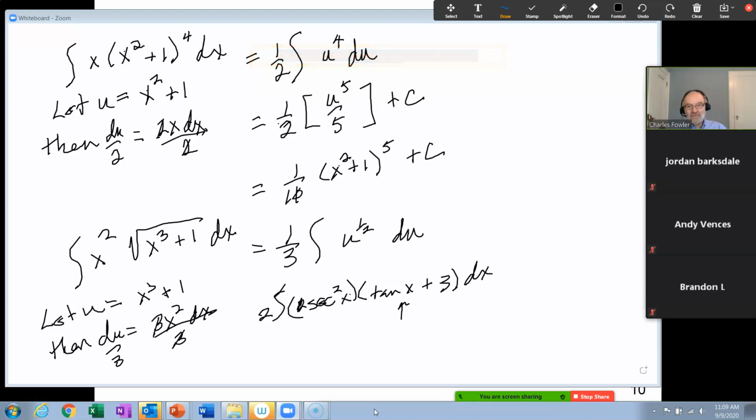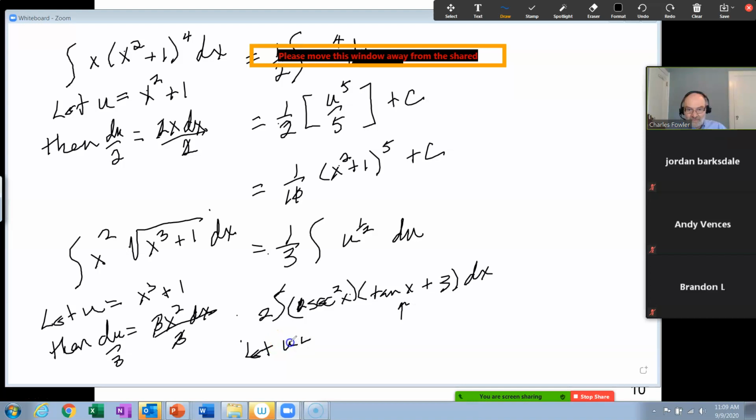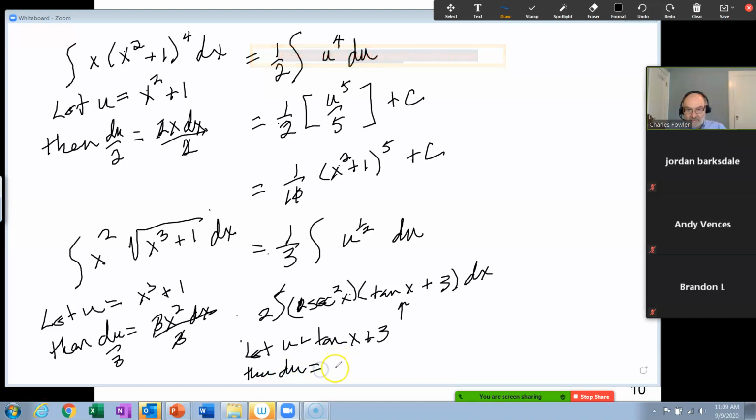So you have u du, it's u squared over 2, just like before. Let's carry this one on out, it's sort of fun. Just like before, let u equal this part over here, tangent x plus 3, then du is equal to secant squared x dx. Okay, and there's your secant squared x dx.